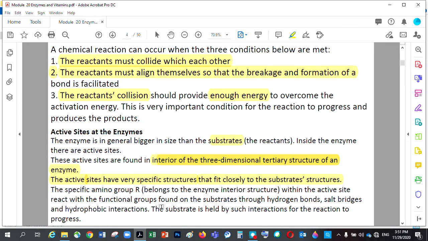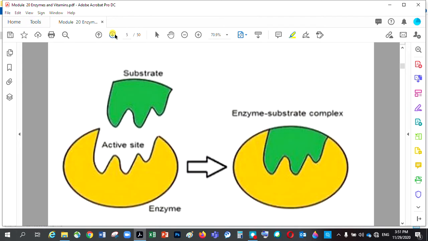So you will have this: the enzyme does have special amino groups in its interior, and the substrates come with similar groups, which then interact through hydrophobic groups, salt bridges, hydrogen bonding interactions, and so on, so that then the product will be produced.